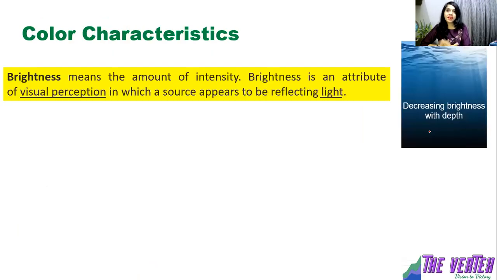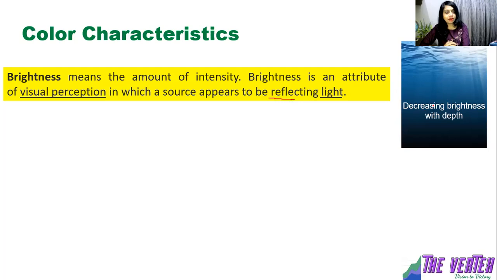Now, there are three characteristics of color. Let's start with brightness. What is the meaning of brightness? Many a times we adjust the brightness of images on a mobile phone by using different applications. Now, what is the exact meaning of brightness? Brightness means amount of intensity. Brightness is an attribute of visual perception in which a source appears to be reflecting light.